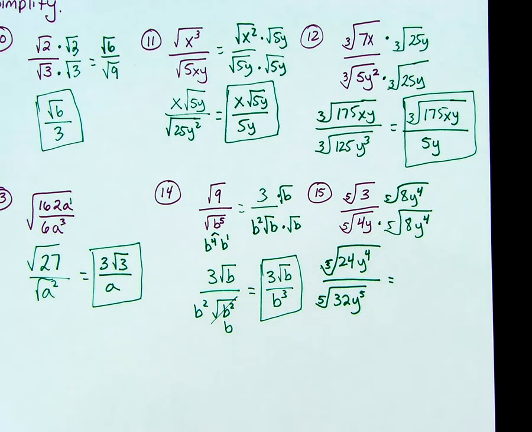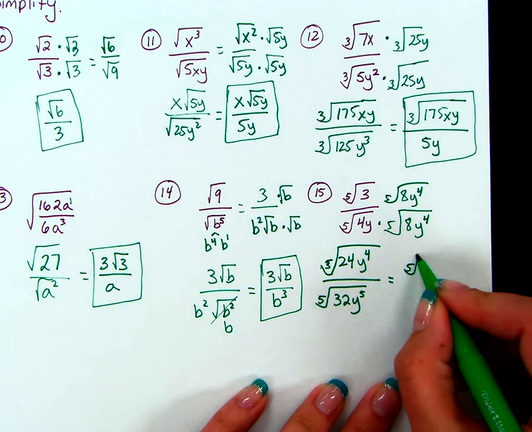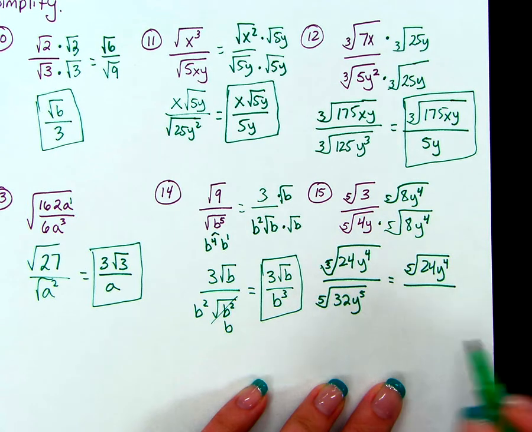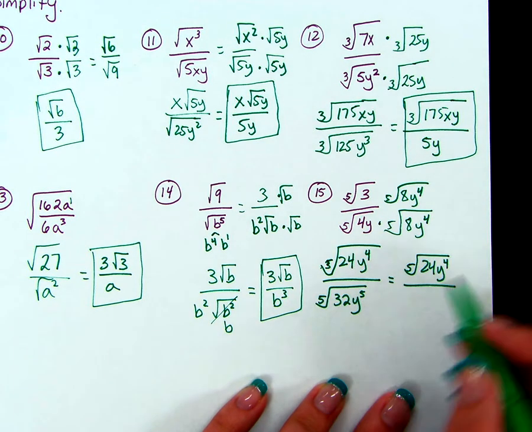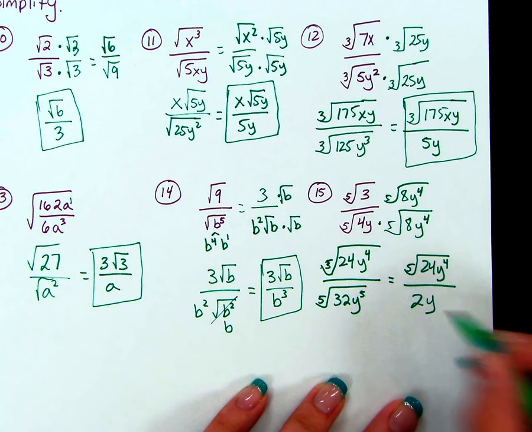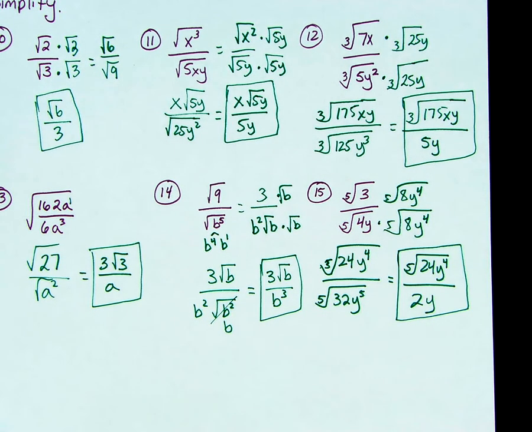And then we simplify. So the numerator can't be simplified. So we'll have the 5th root of 24y to the 4th over 5th root of 32 is 2. And then 5 divided by 5 is 1. So this will be y to the 1st. And that will be our final simplified answer.